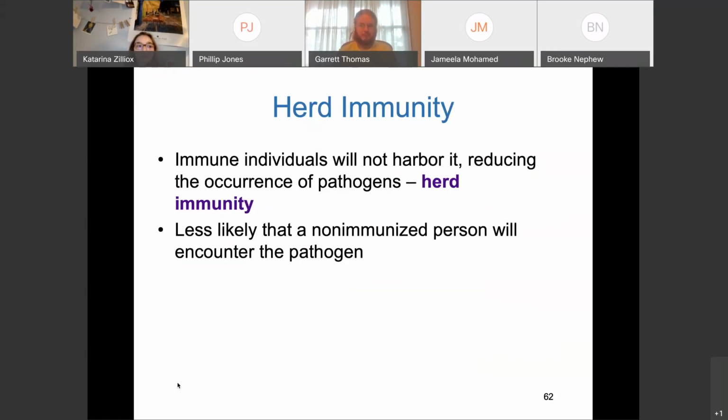But that's herd immunity: immune individuals will not harbor the pathogen, reducing its occurrence. That's not entirely true, because if something mutated, your immune system won't recognize it and you'll catch it anyway. They're just saying that if everyone's vaccinated, the likelihood is we wouldn't have 50 people in the classroom having it, we'd only have 2 people having it. So that's the whole herd immunity theory: it's less likely that non-immunized people will encounter the pathogen.